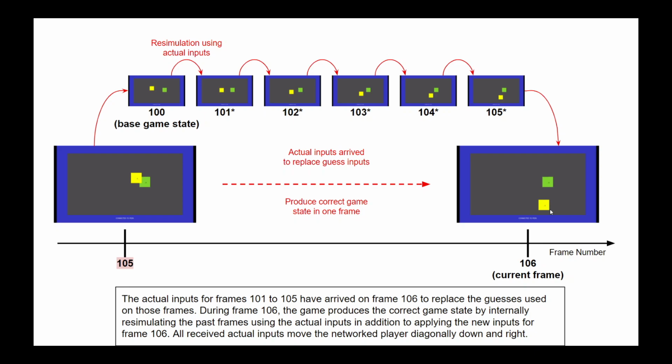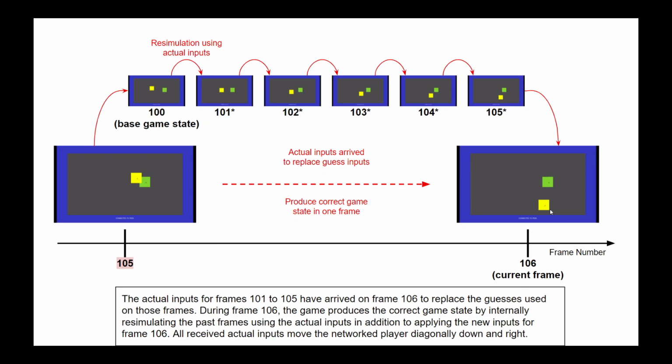Overall, the benefit of rollback netcode is not having to delay the game when inputs do not arrive on time, as long as we can correct the game state when the inputs arrive later. If we allow the game to use temporary guess inputs for, and resimulate for, an unlimited number of frames when inputs do not arrive on time, we would never have to delay our game when waiting for late inputs.